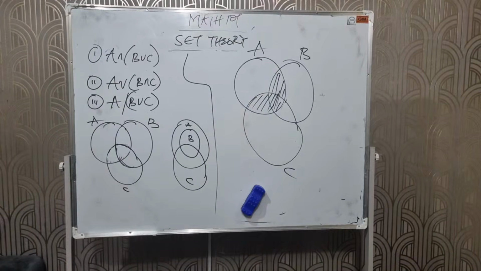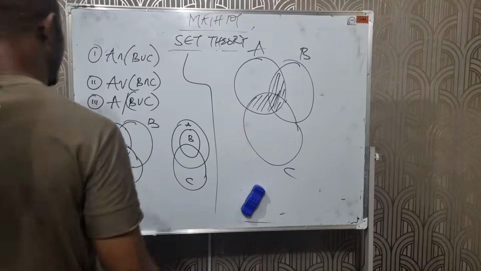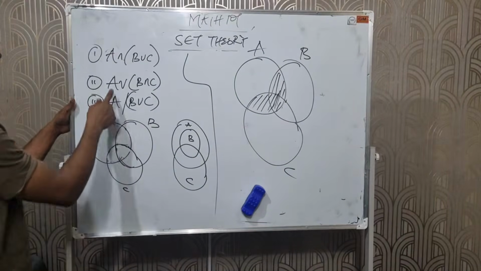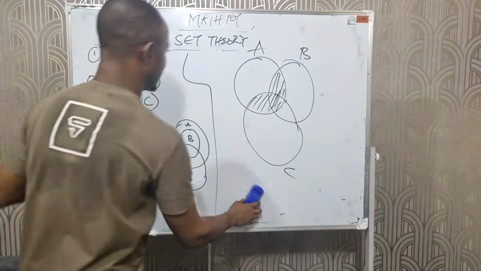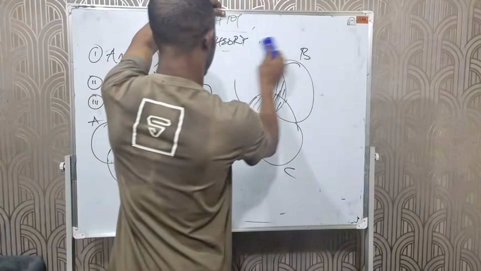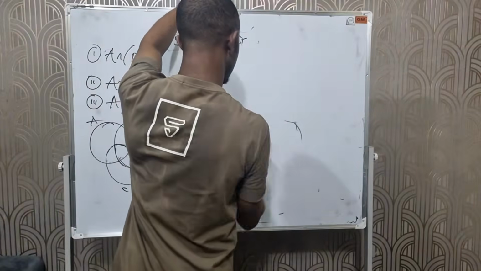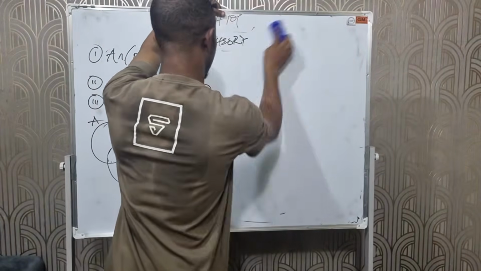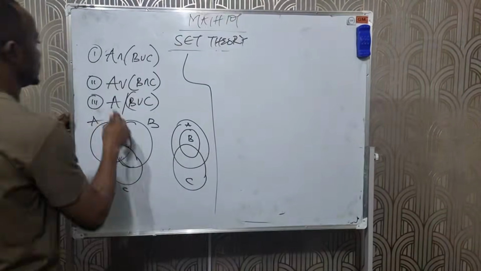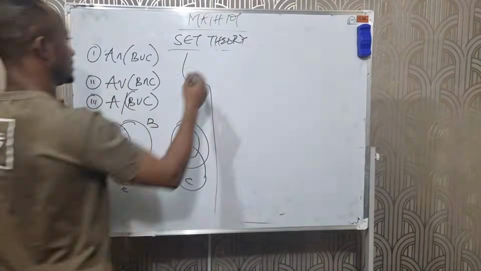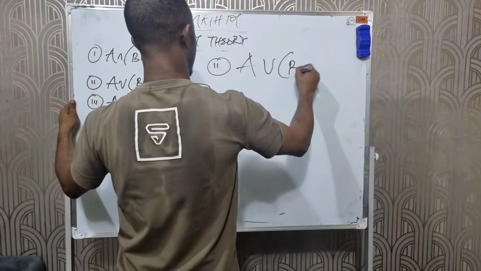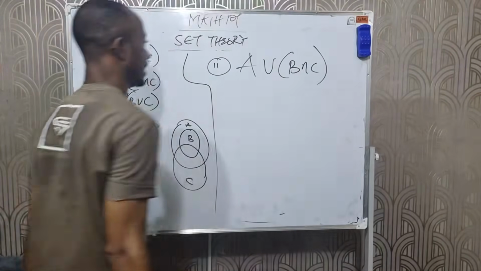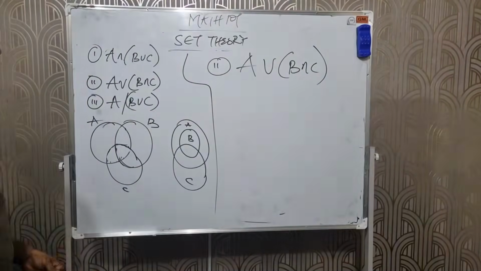All right, we are rounding up now with this question. Now the next one says, find A union B intersection C. Let's find A union B intersection C with this same diagram. Now how do we do this? This is very simple. A union B intersection C.